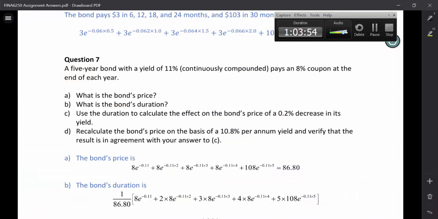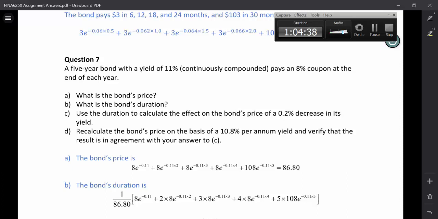There's a 5-year bond with a yield of 11%, continuously compounded, and it pays an 8% coupon at the end of each year. What is the bond's price? What is the bond's duration? And use the duration to calculate the effect on the price if there is a 20 basis point decrease in the yield, and recalculate the bond price on the basis of a 10.8% per annum yield and verify the result is in agreement.